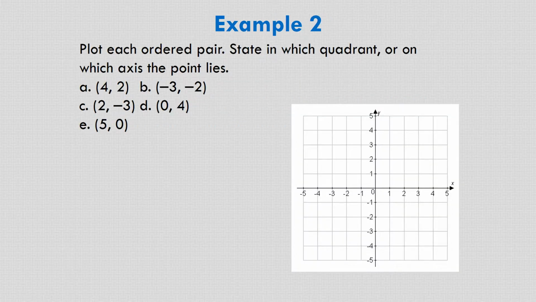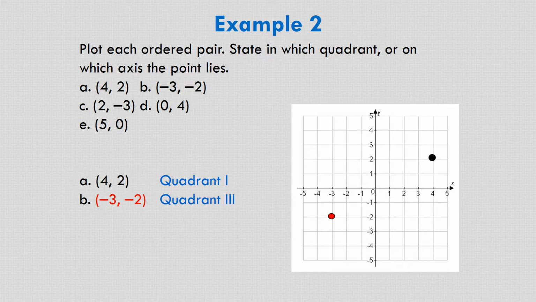So let's kind of go over graphing really quick. If I have 4, 2, that means I'm going 4 units to the right and 2 units up. So it lands in quadrant 1. If I have negative 3, negative 2, that means I'm going 3 units left and 2 units down, which puts me in quadrant 3. Looking at C, I have 2, negative 3, so that puts me 2 units to the right and 3 units down, which puts me in quadrant 4.